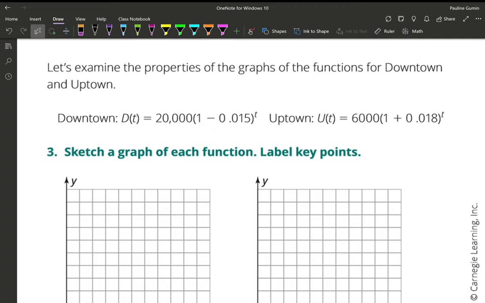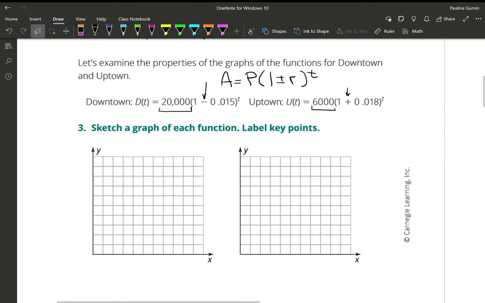And here are graphs. Now if you take a look at downtown's function, we're starting with the starting population, decreasing is the minus, and then our rate is written as a decimal. Same thing goes with uptown. We start at 6,000 people. We're increasing our population, so that's plus 0.018. That's our rate. Now, usually the way I like to represent our function is A equals P times (1 plus or minus r) to the power of t. A is the amount, P is our starting population or starting amount, plus or minus depending on if it's increasing or decreasing, r is our rate, t is our time.